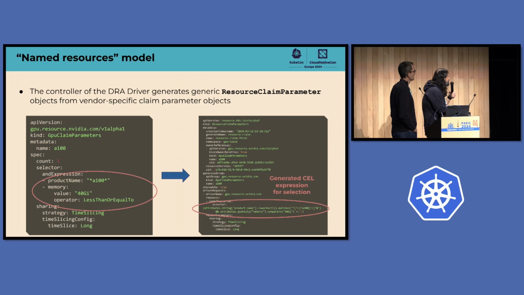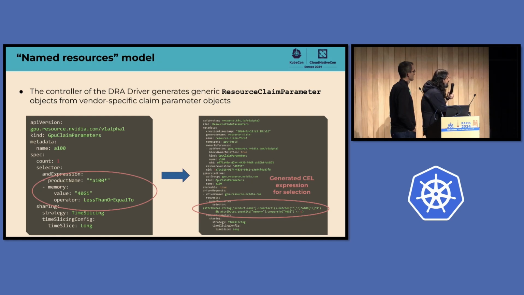Associated with this, in the vendor-specific API, we have a way of doing selection on our resources. In this case, I'm asking for some product that has the string A100 inside of it, and I'm asking for a GPU that has less than or equal to 40 gigabytes of memory. When we translate this into the generic resource claim parameters object, we turn this into a CEL expression that the scheduler is able to interpret and use to select the proper GPU.